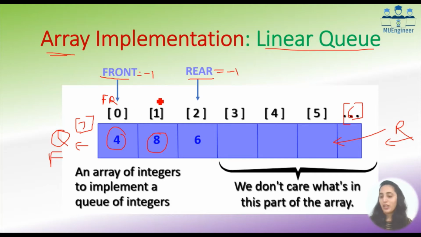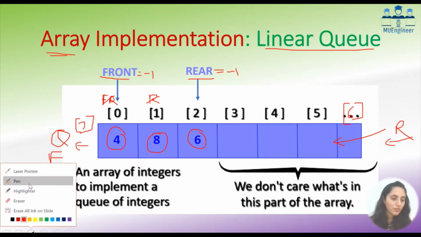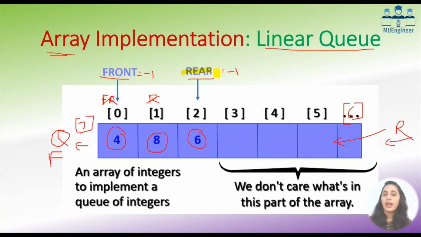So my rear has to increment by 1. That means now my rear is equal to 1 and front is still 0. Now when 6 joins, rear is again incremented by 1, so my rear is now equal to 2 and my front is still equal to 0. That means front is pointing to 4 and rear is pointing to 6. So this way we handle a queue. I hope you are clear with this. That is how we do it in an array.